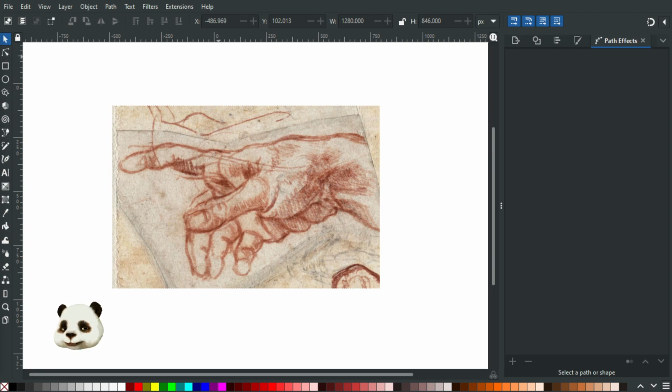Okay, let's look at another interesting painting. Wait a second, how do I put that back?